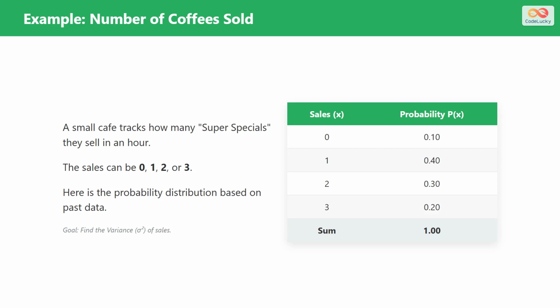Let's apply this to a real example. Imagine a cafe tracking how many special coffees they sell in an hour. The sales can be 0, 1, 2, or 3. We have the probabilities for each outcome listed here. Our goal is to calculate the variance of these sales.